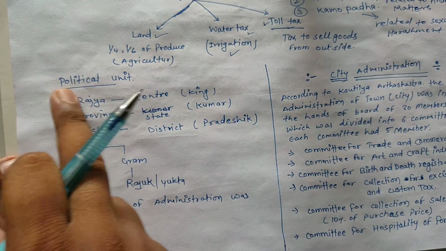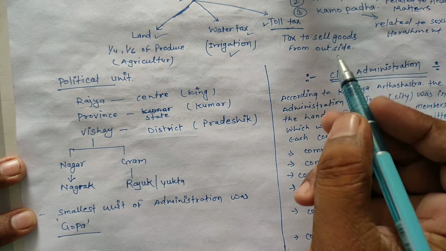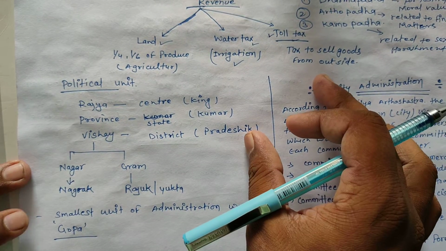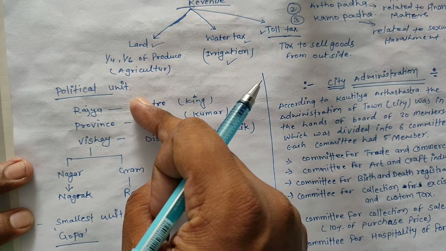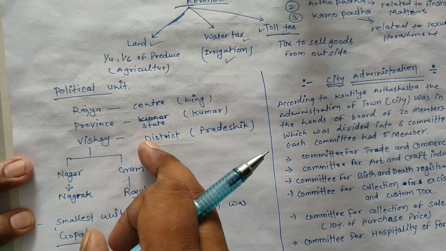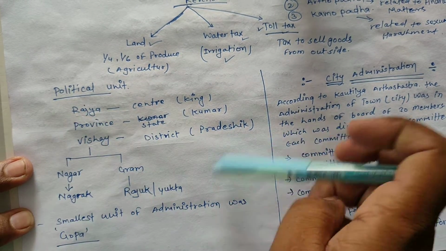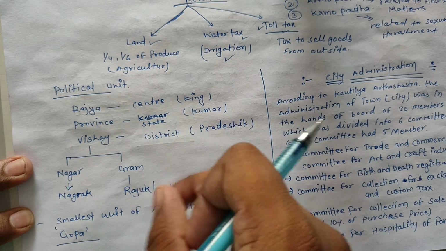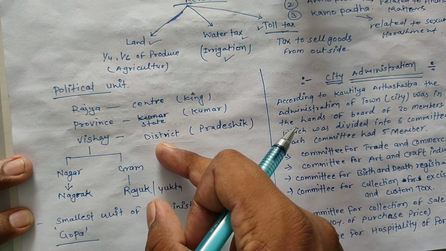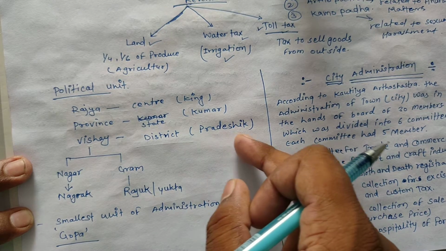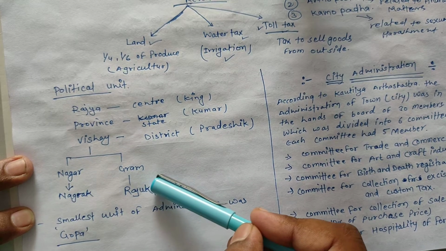Now, political units in the Mauryan Empire: three were working. First, Rajya as the center, province as a state, and Vishaya as districts. The Rajya was controlled by the king, the provinces or states controlled by a Kumar or prince. Vishaya or districts were controlled by the Pradeshtik. Vishaya was divided into Nagar and Gram.